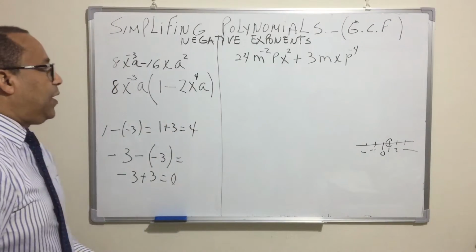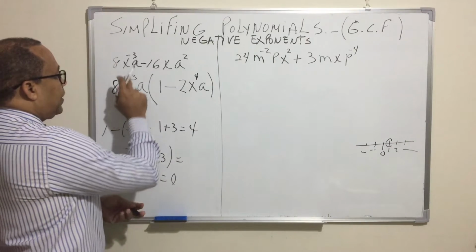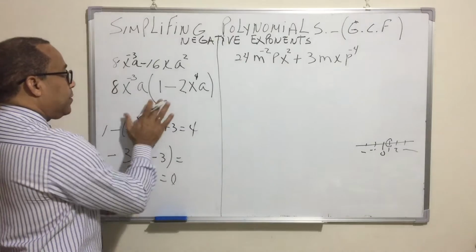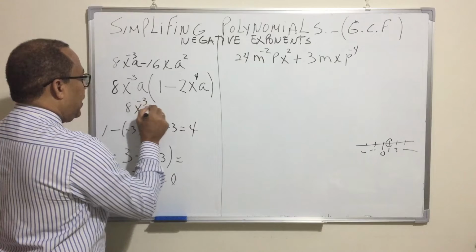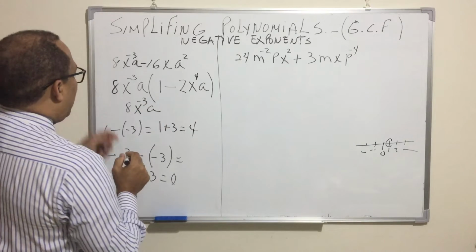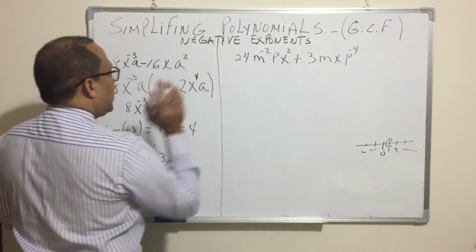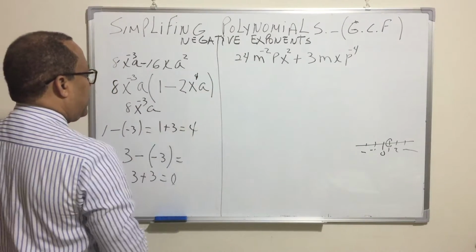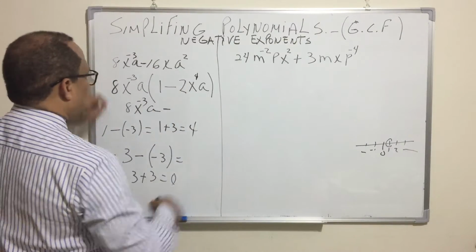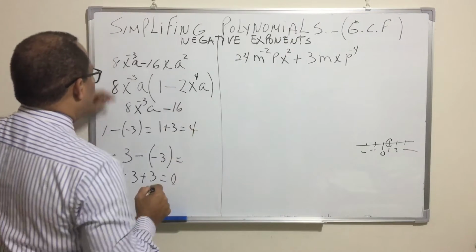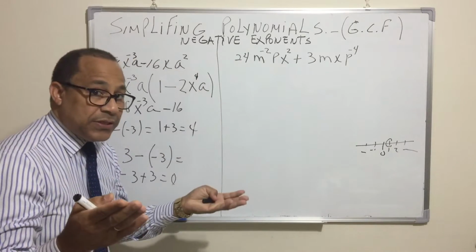That's the result. Let's check the result. I'm going to multiply 8x to the negative 3a times 1, which equals the same 8x to the negative 3a. And now I'm going to multiply 8x to the negative 3a times negative 2x to the fourth a. Let me get a sign here. Positive times negative equals negative. 8 times 2, 16. X to the negative 3 times x to the fourth, I'm going to add the exponents.